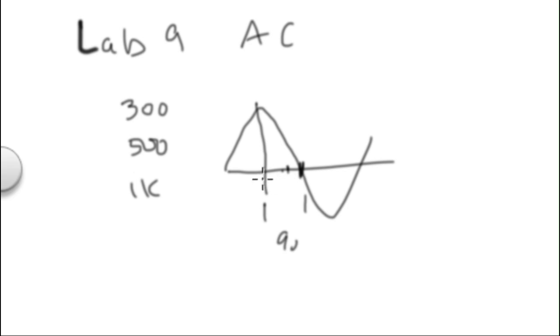So if this is 90 degrees, and the peak hits someplace in here, this would be maybe 30, this would be maybe 60, and that would be 90. We're going to have to guess approximately where that peak is, but we're going to look at it and say what percentage of 90 degrees it is. So that's where we're going to be with this lab.